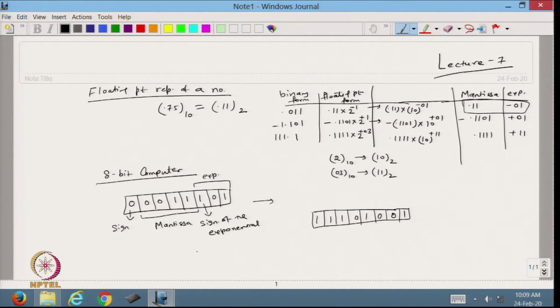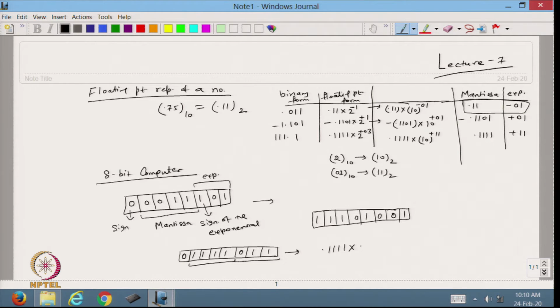The next question is, suppose I go with the same 8-bit computer. What is the maximum number we can save? In this case, the sign does not matter. For the next 4 digits I can put 1 1 1 1. In the exponent also I can put 0, which is positive, and 1 1.